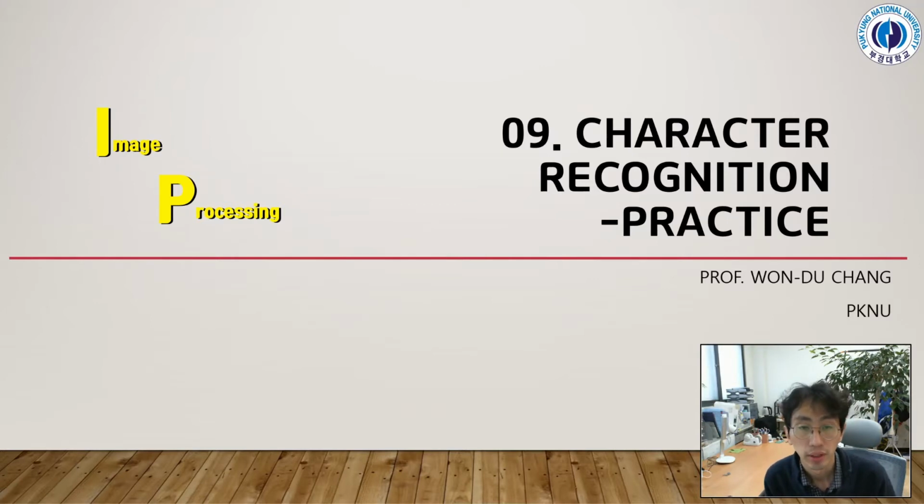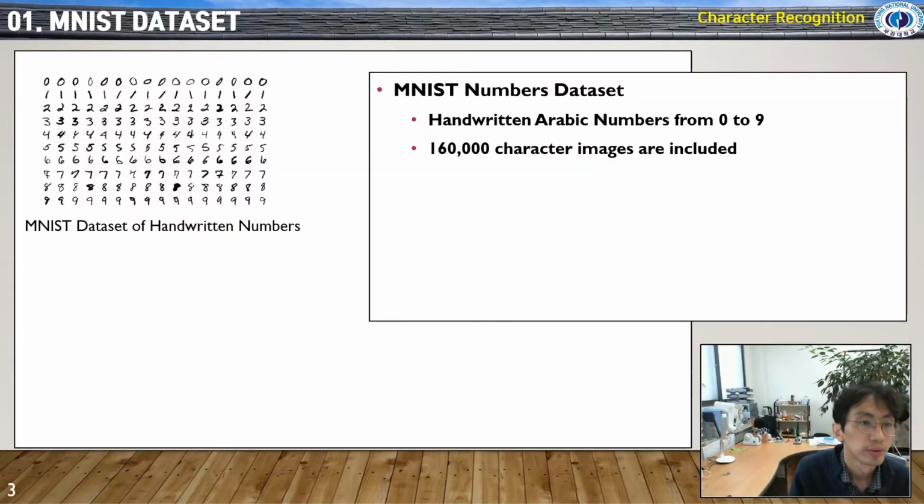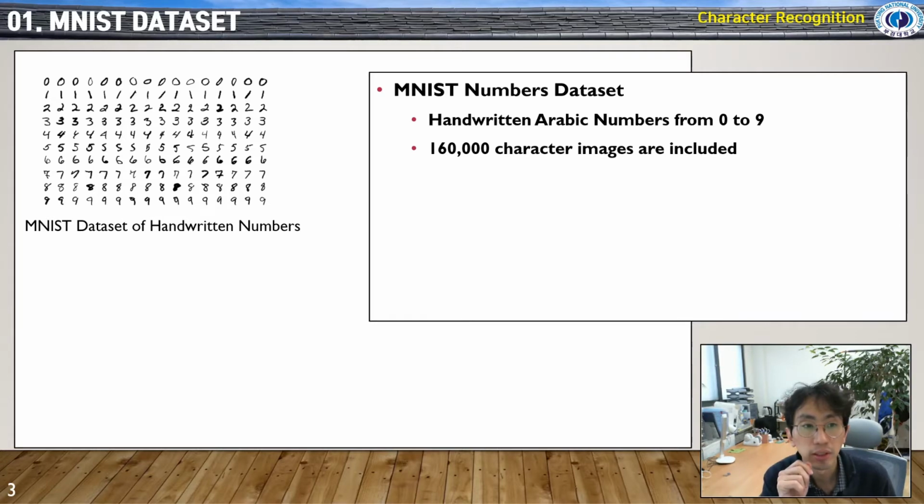Today I will introduce the practice of character recognition. We are doing the practice with the MNIST dataset. The MNIST dataset is handwritten characters, especially Arabic numbers from 0 to 9, and there are so many characters. 160,000 character images are included in the dataset.